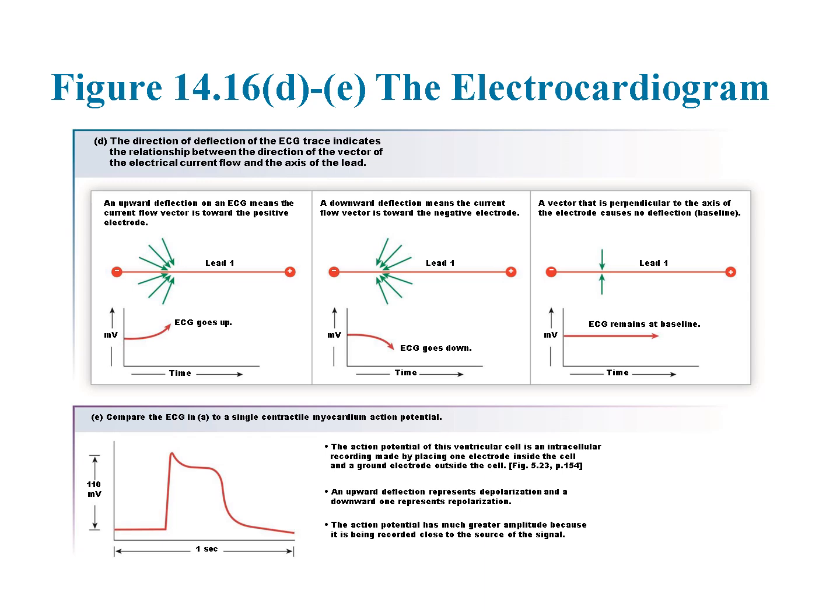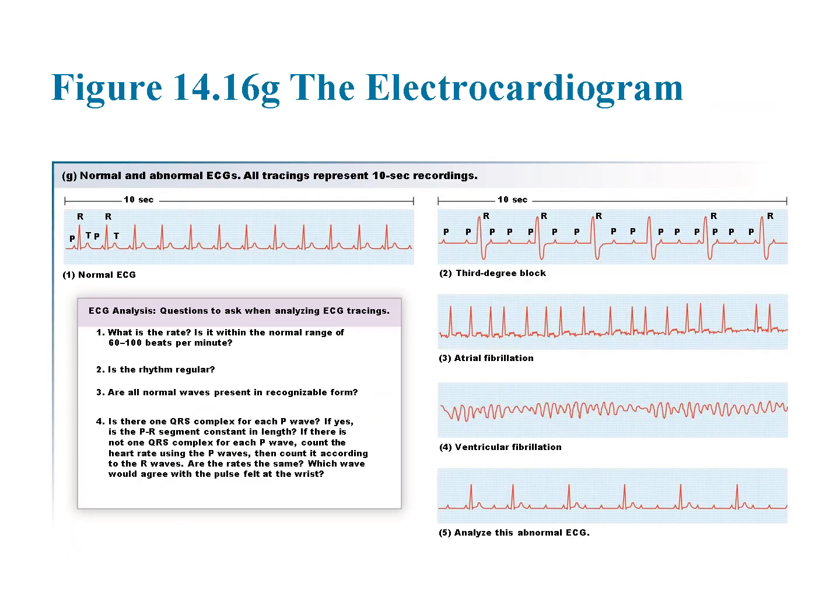a single cardiac cell. In both cases, an upward deflection corresponds to depolarization, while a downward deflection represents repolarization. However, the action potential has a much greater amplitude because it is recorded closer to the electrical source. Understanding these principles helps interpret ECG readings and provides insights into the electrical conduction and overall function of the heart.